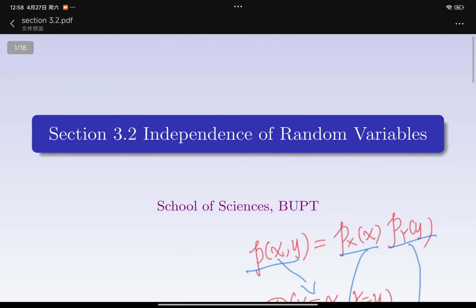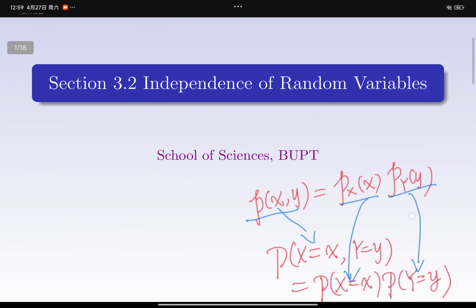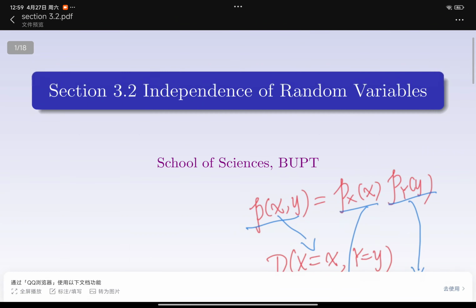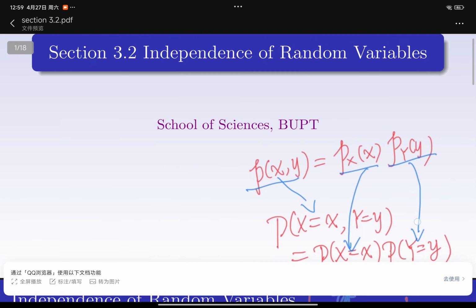Okay, we just step into chapter 3.2, and we neglect the typical distribution functions like the normal distribution, exponential distribution, Poisson distribution, and uniform distribution, and so on. So we directly step into some key points: the independence of random variables.